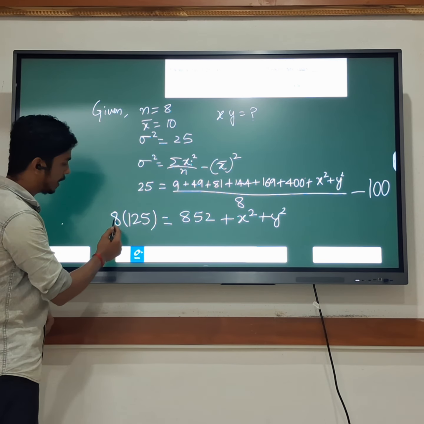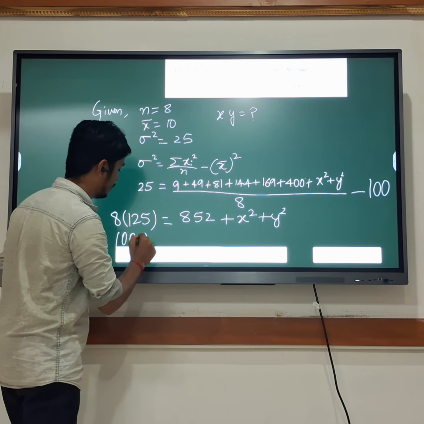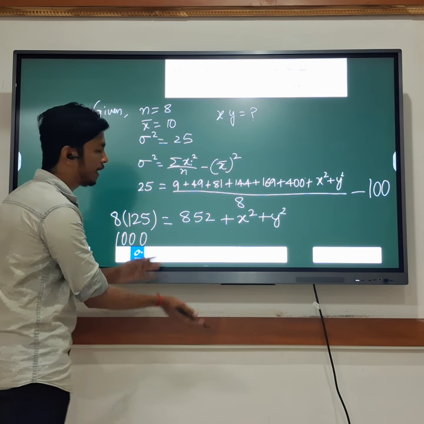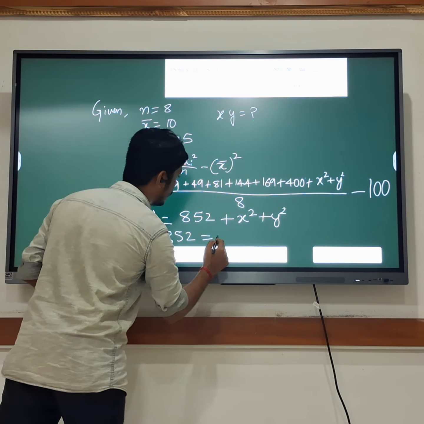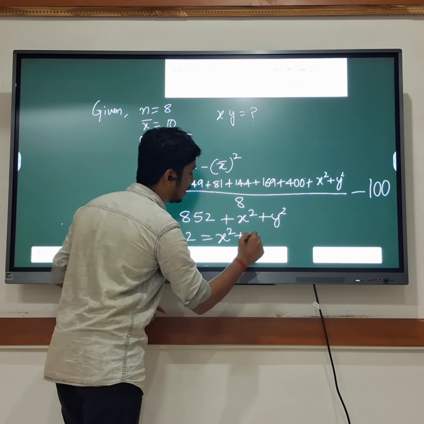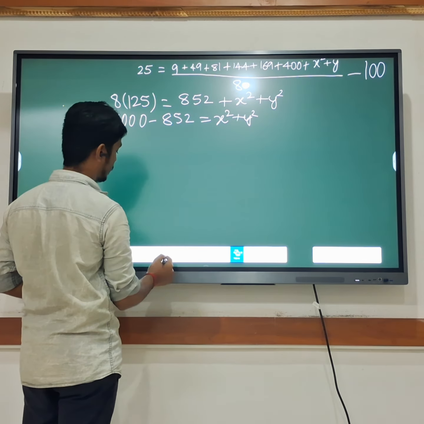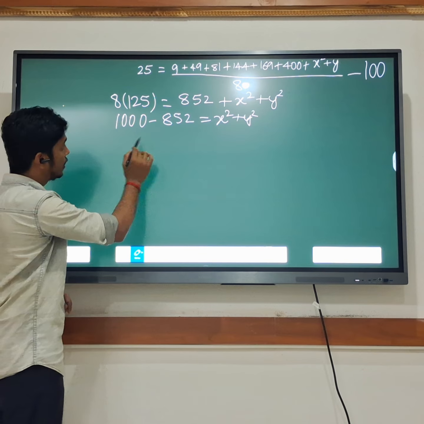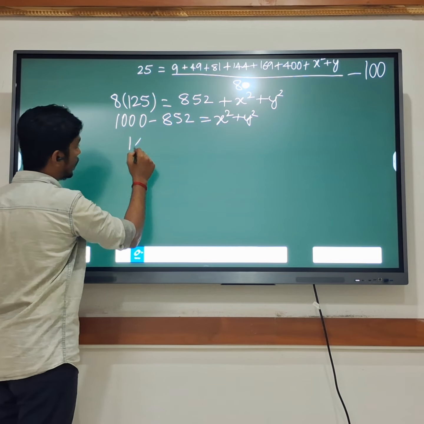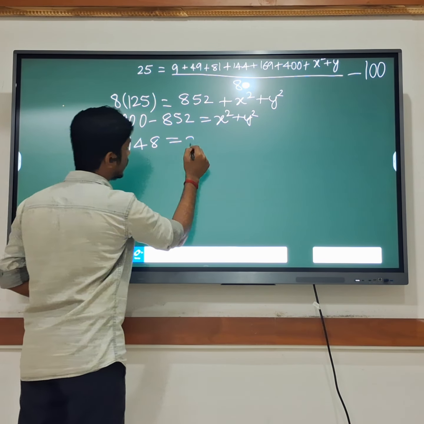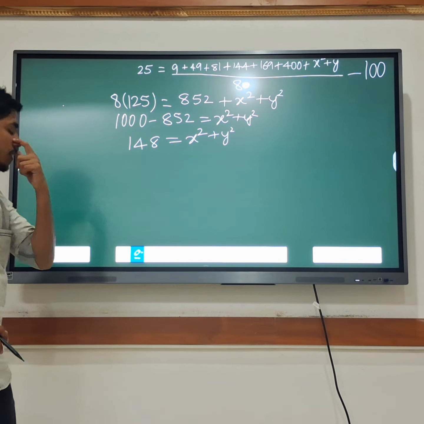Right. Now 8 into 125 is 1000. Then this 852 goes to the left side. 852 is equal to x square plus y square. Now see, 1000 minus 852 is 148, which is equal to x square plus y square. Now we got x square plus y square.